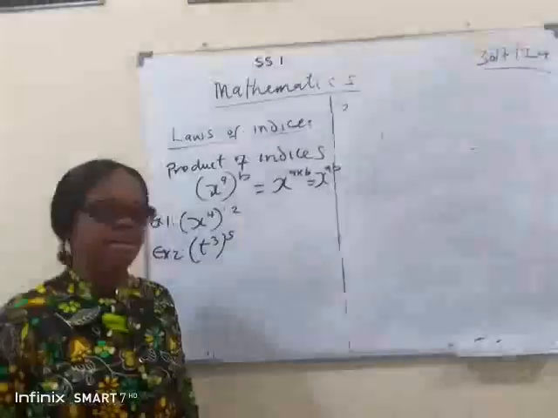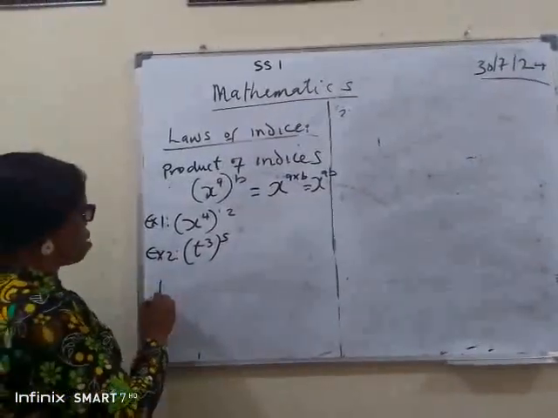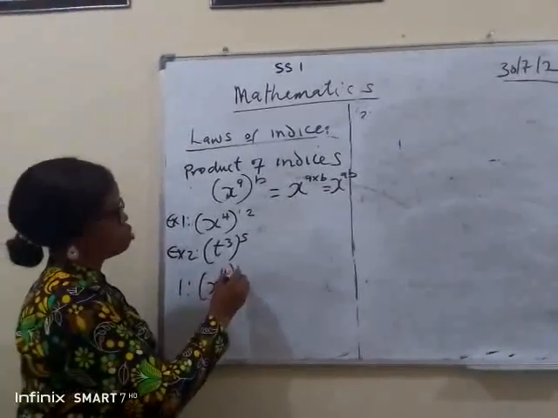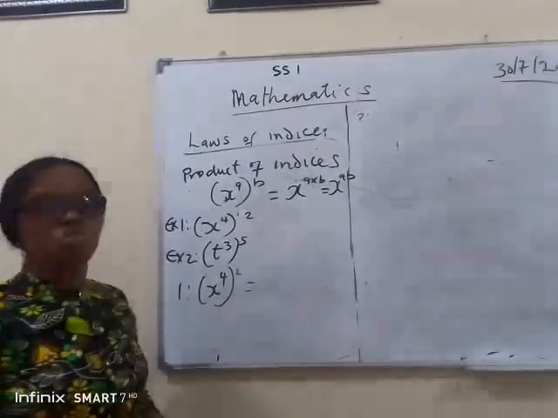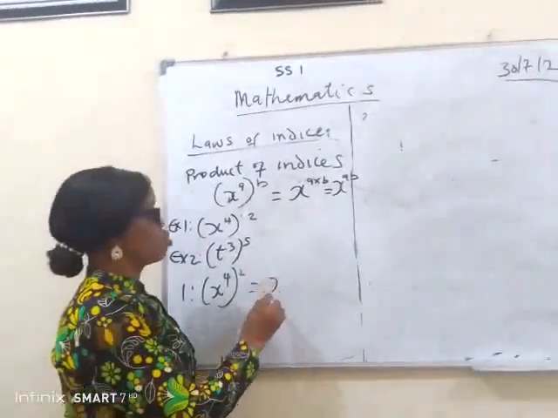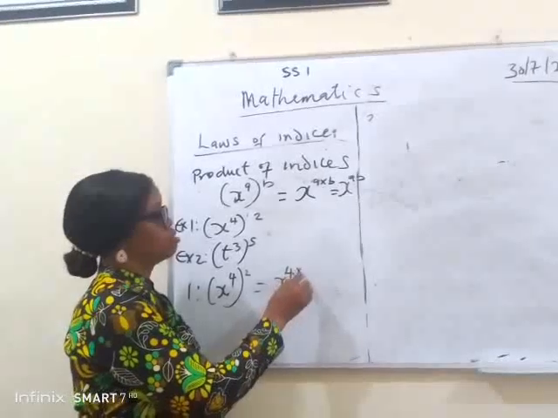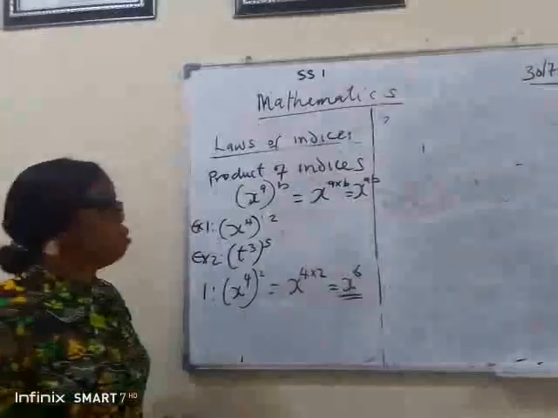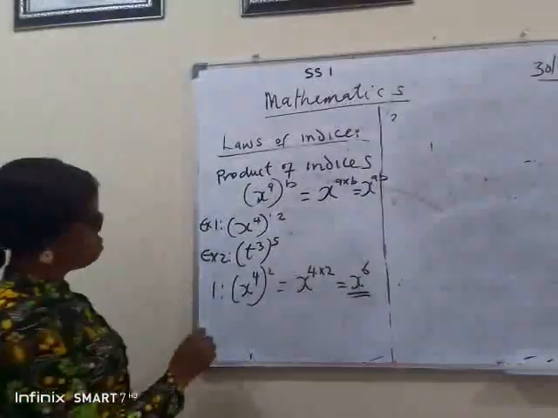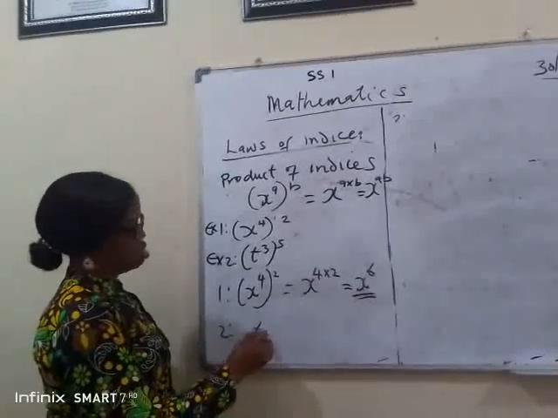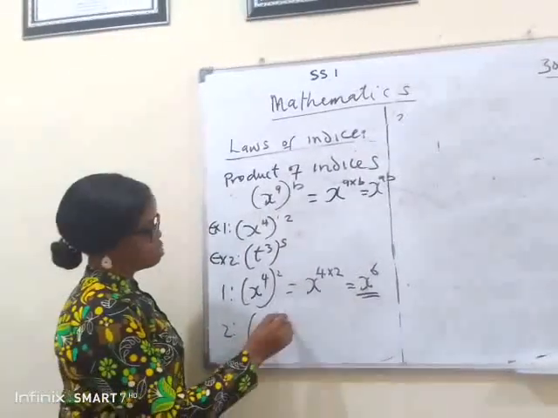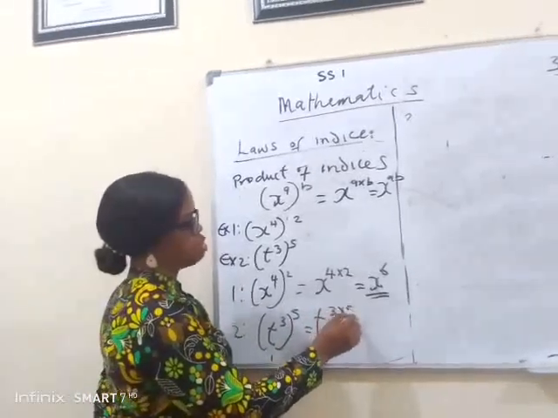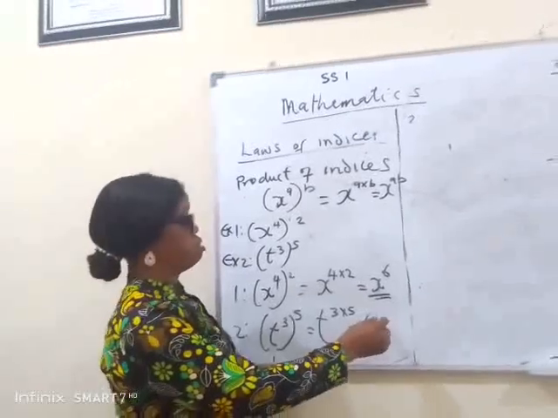I have example number 1, which is x raised to power 4, all raised to power 2. So for me to remove the bracket, I have x raised to power 4 multiplied by 2. And that gives me x raised to power 6. And that is what it is. So in example number 2, I have t, the same thing. We apply the same thing, which is t raised to power 3 times 5. And that is t raised to power 15.